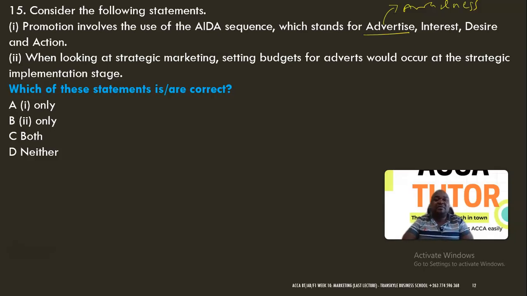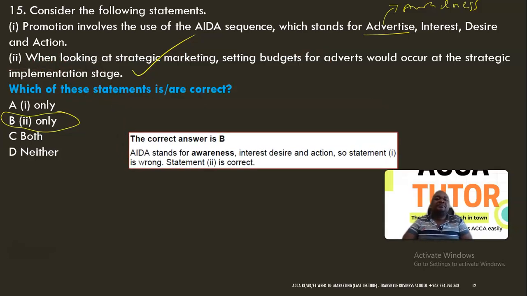We want awareness. Number two: when looking at strategic marketing, setting budgets for adverts would occur at the implementation stage. Yes, when you are crafting budgets and so forth, we want to implement the strategy, right? So that one is correct. So what is the answer? The answer should be B, two only. Let us see what the examiner said. AIDA stands for awareness, interest, desire, and action. So statement one is wrong.